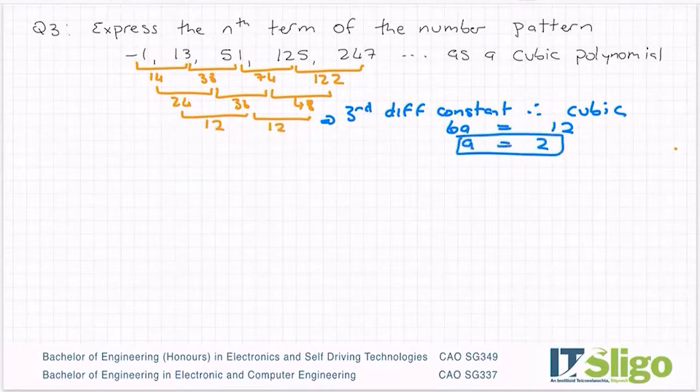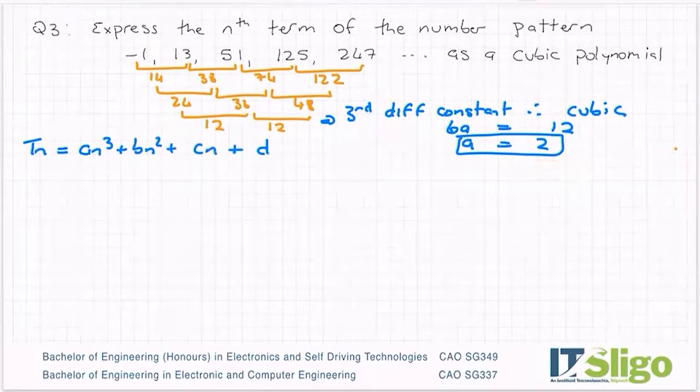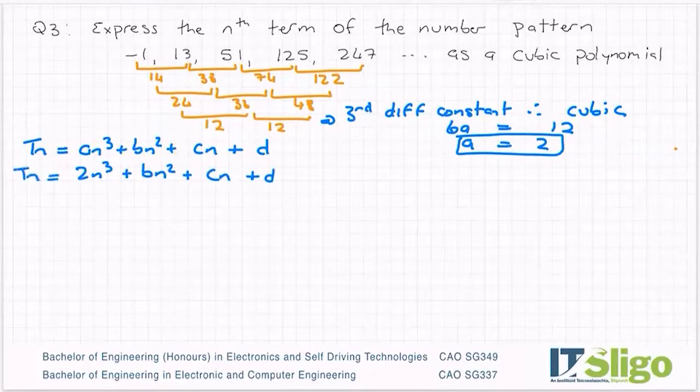So we had said that the general form of a cubic polynomial is An cubed plus Bn squared plus Cn plus D. I'm going to fill in the 2 that I've just found for A. So 2n cubed plus Bn squared plus Cn plus D. Okay, so that's as far as I've got with my Tn formula. So I now need to find B, C, and D. Three unknowns, therefore I'll need three equations.